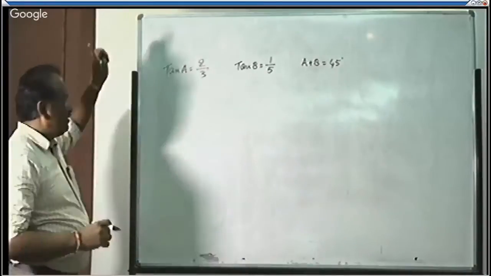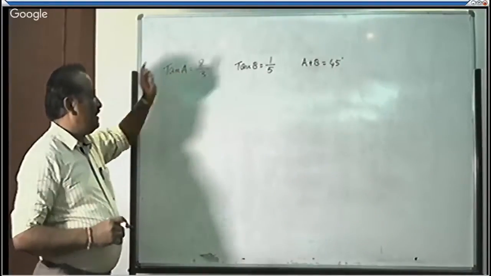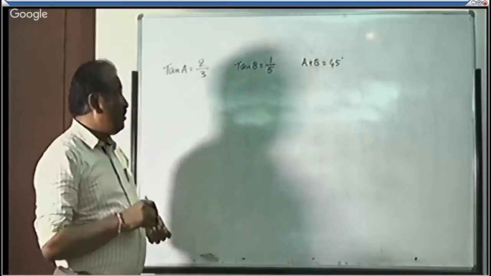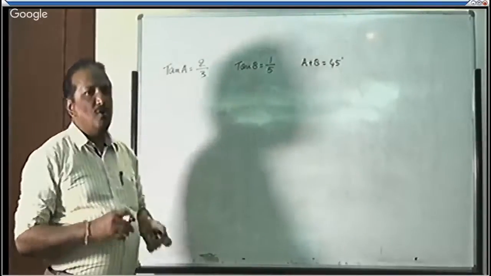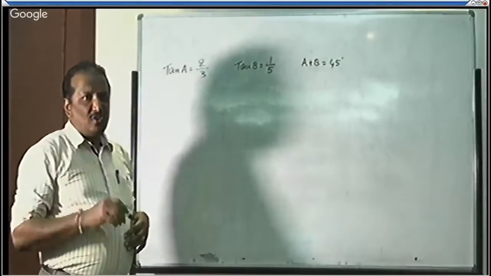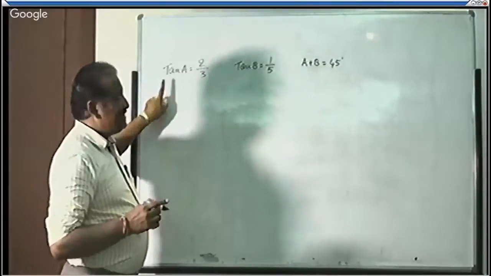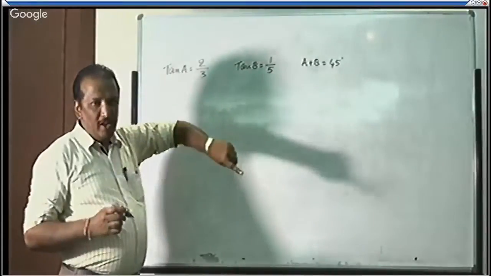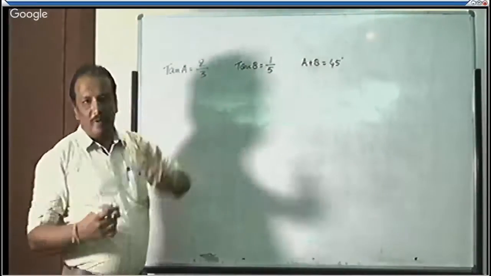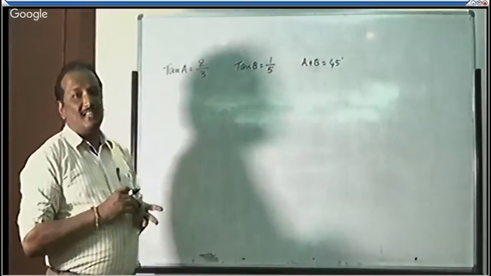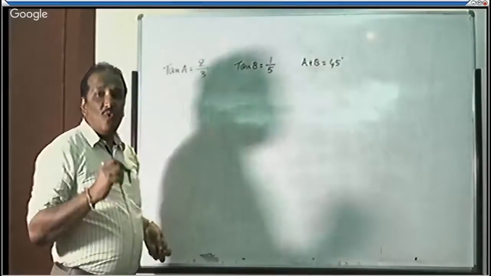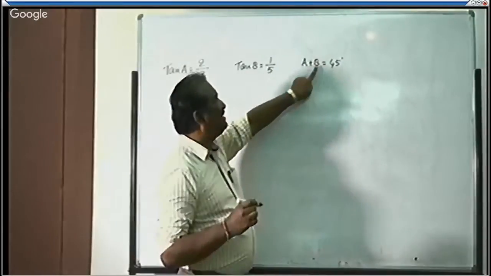Now it is given tan A is equal to 2 by 3 and tan B is equal to 1 by 5. What is required to prove is A plus B is equal to 45 degrees. Let us recall one of the previous problems we solved there. The data is given in terms of A and B. It is required to find the data in terms of tan A and tan B. Here the case is quite the reverse. The data is given in terms of tan A and tan B and the required result is in the form of only angles A and B.